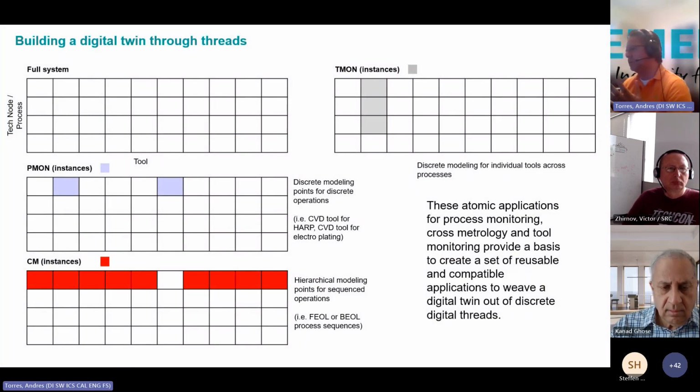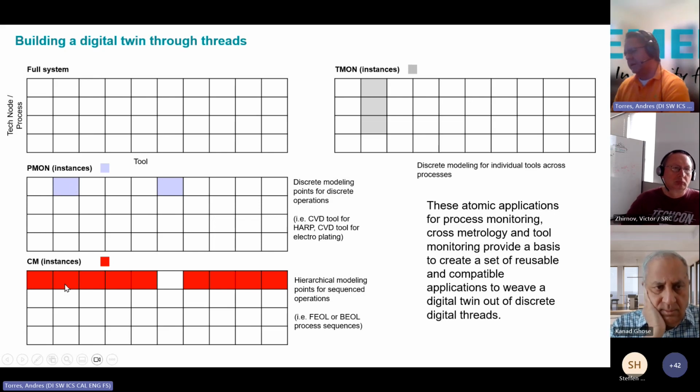This is another view to look at exactly what I was saying. If we think about building a digital twin through these threads, we can think of a full system as having, on this axis, a collection of tools, and on this axis, a collection of tech nodes or processes in general. And you can think of a process monitoring instance as something that is looking at a specific tool for a specific process.